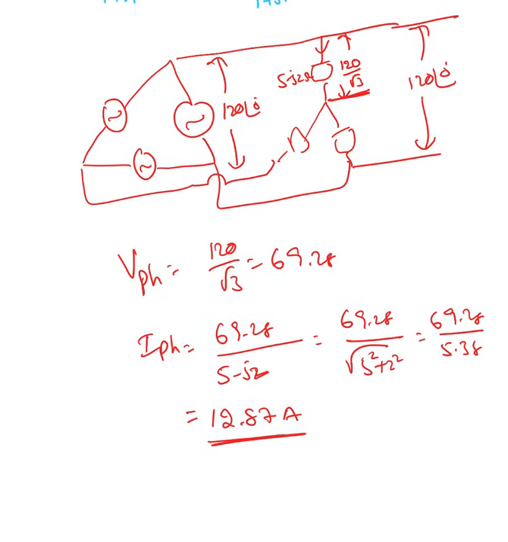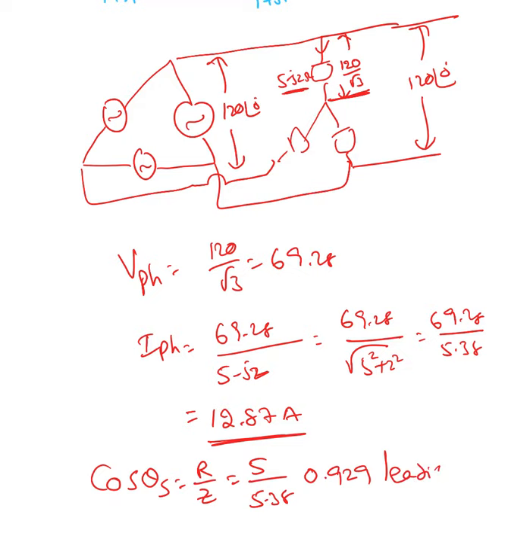Once I have the phase current, I think it's a good idea to find the power factor. Cos theta S, source power factor. I'm finding the source power factor because this impedance 5 minus J2 is appearing when we look at the circuit from the source point of view. So this is R over Z. R I have 5 ohms and Z I have 5.38. That power factor is 0.929, so 0.93. It is leading power factor because I have minus J2.